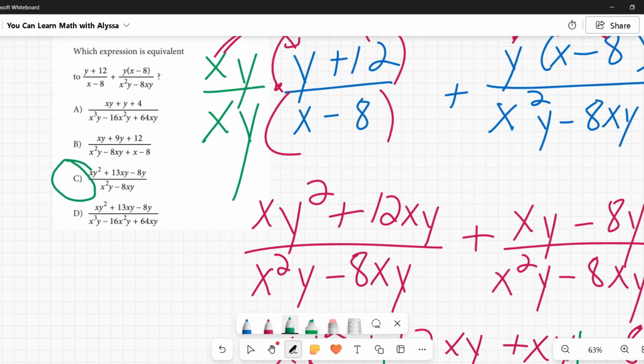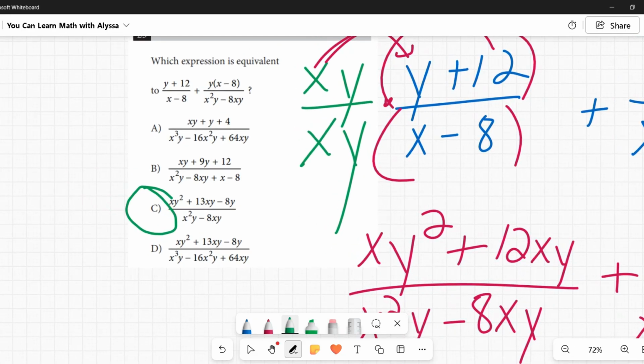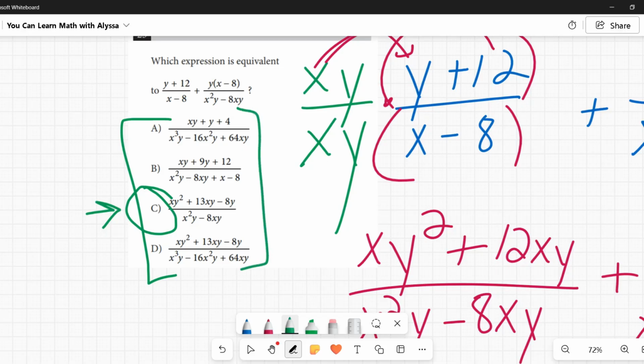Now I'm going to zoom in on those answers. If you look at this, you see how this is the only one that has x squared y minus 8xy. So it is reasonable, once you get to the point where you know that the common denominator is going to be x squared y minus 8xy, to assume that this is the answer at that point, given our other answers.